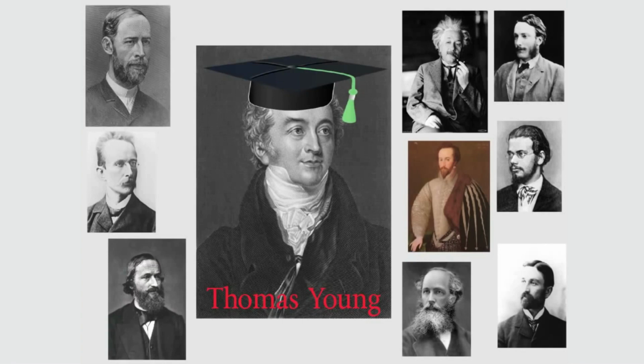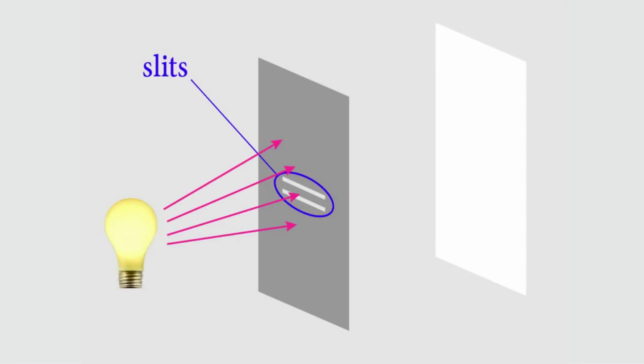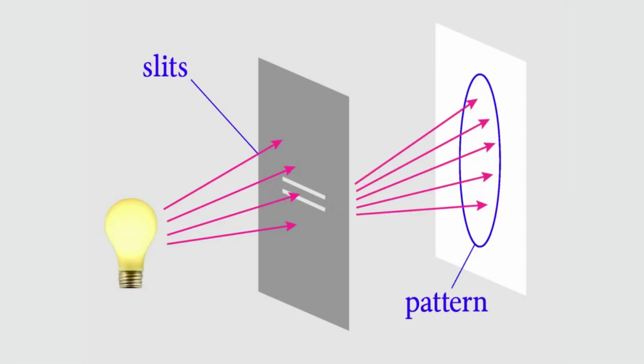Young's proof that light's a wave is amazingly simple. All you need to do is take a light source, let the light shine on a card that has two really narrow slits cut into it. Then you look at the pattern of light that comes out the other side of the card. What kind of pattern should we see?